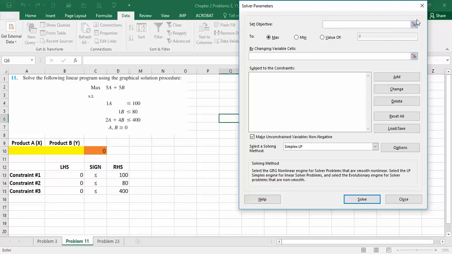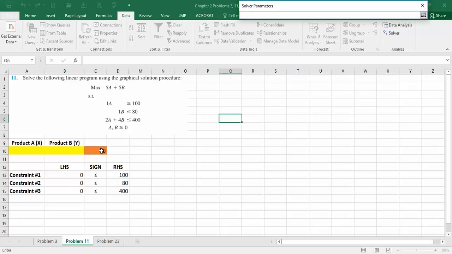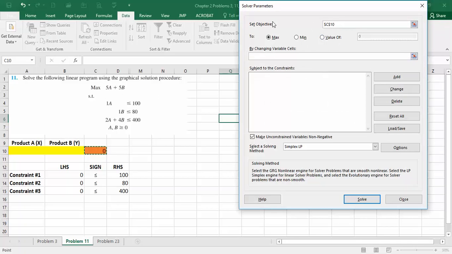What is my objective function? My objective function is right here on this cell. Remember, in this cell, if you look at the formula for the cell, it shows this objective function, which is 5 times A plus 5 times B. So that's my objective. And I want to do what? I want to maximize. This is very important on your final exam. If I ask you for a minimization problem, you must change this choice. Otherwise, you leave it at maximization. We're not going to be using Value Of.